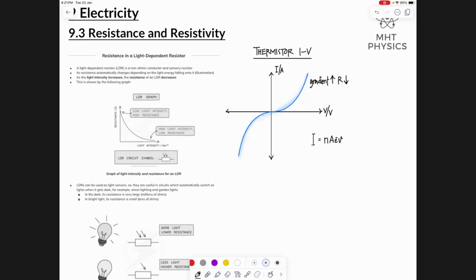An IV graph for an LDR does not exist. Can anyone say why? But if you do have one, it's very random. There's no actual system to it. So why does an IV graph not exist for an LDR?